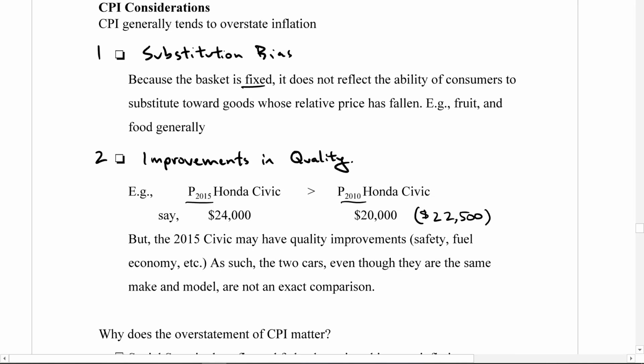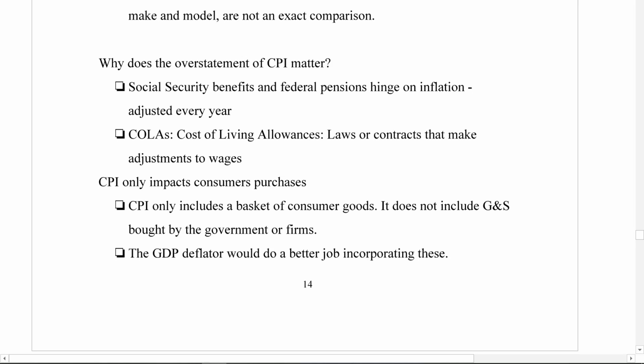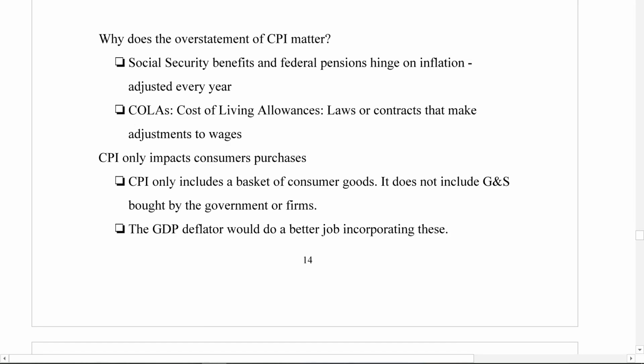Okay, and so the last part of this video here, let's talk a little bit about why this matters and a brief discussion of interest rates. So why does this overstatement of CPI matter? Particularly in the United States, this first category about Social Security benefits. Every year, people on Social Security receive a fixed income, and so let's call it $2,000 a month.